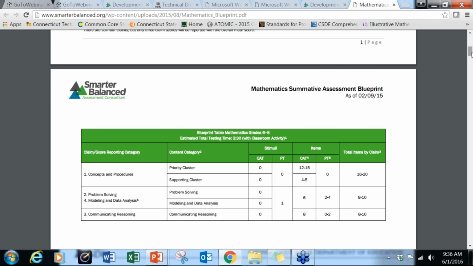The important features of this blueprint is it will tell you how many CAT or computer adaptive items may be seen in that grade level for that claim, as well as how many questions of the performance task support that claim.